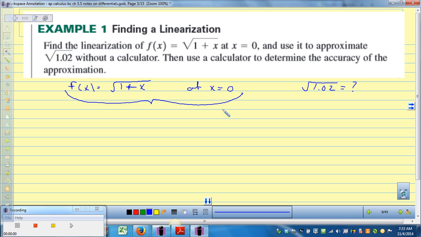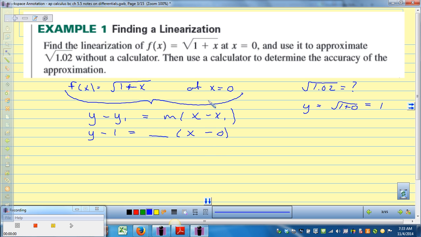We will find the derivative, but what's the format I want first? y minus y1 equals m times x minus x1. All right, and let's find out what we have. Do we have y1? Can we get it? y1 will equal the square root of 1 plus 0, just 1. So y minus 1 equals m, we'll worry about that in a second, times x minus 0.